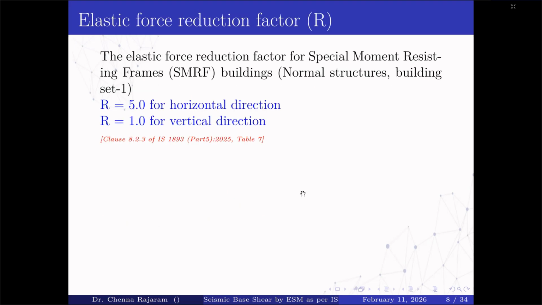Then the elastic force reduction factor. For special moment resisting frames, that is SMRF buildings, for normal structures, building set 1, the R value is considered as 5 for the horizontal direction and 1 for the vertical direction.